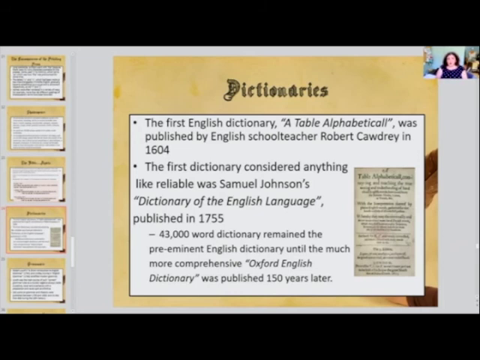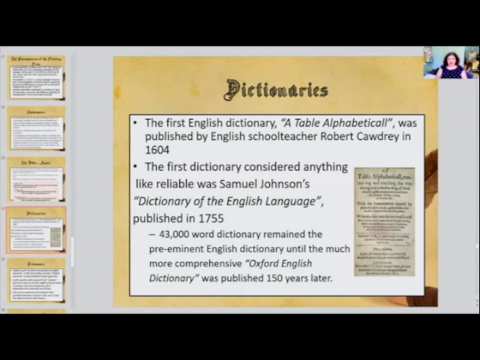So when it comes to standardized spelling, one of the best ways to do that is with a dictionary. The first published English dictionary was a table alphabetical. It was published by English school teacher Robert Cawdrey in 1604. But it wasn't a very reliable dictionary. It wasn't complete. Any dictionary written by one person is a bit of an uphill battle.